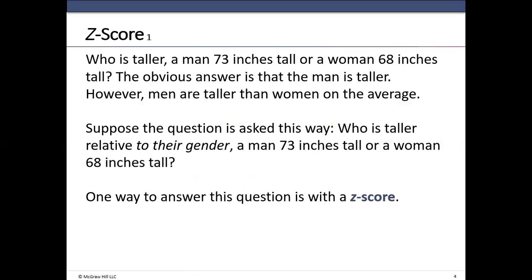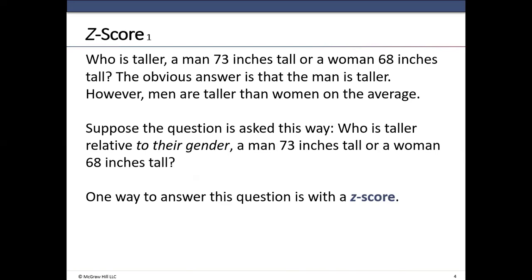Who is taller, a man 73 inches tall or a woman 68 inches tall? The obvious answer is that the man is taller. However, men are taller than women on the average. Suppose the question is asked this way: who is taller relative to their gender? A man 73 inches tall or a woman 68 inches tall. One way to answer this question is with a z-score. Then we will be comparing apples with apples.